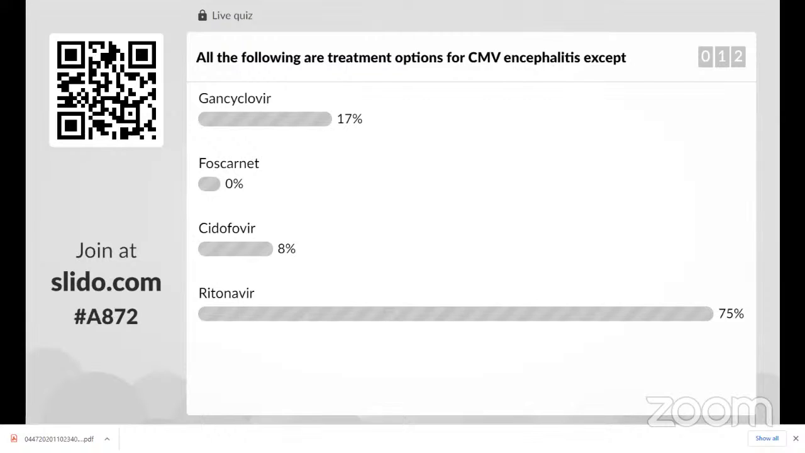The drugs which are typically used are ganciclovir as a first-line drug, foscarnet as a second-line drug, and cidofovir as a third-line drug. Ritonavir is not a drug used for treatment of CMV. It is used for the treatment of HIV. And you must know that there was a trial in the treatment of COVID also, which failed, and was published in the New England Journal. So ritonavir is an antiviral for HIV, not for CMV.